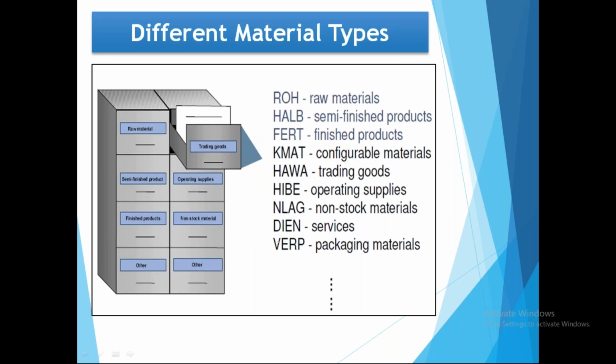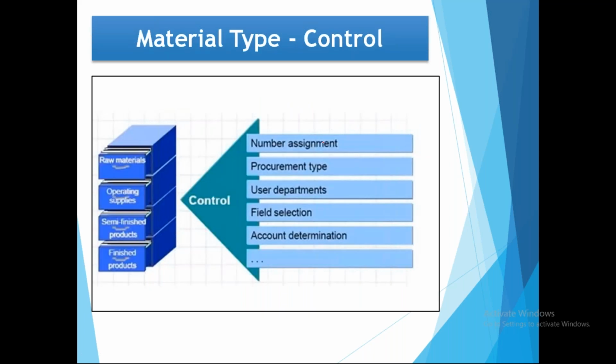Okay, now let's move on. What will the material type control? Material type will control number assignment, material code assignment. I will show you this in the system, whether it is external numbering or internal numbering. I'll explain it in a minute. It also controls the material procurement type: based on the material type, you can tell whether it is an internally produced product or an externally procured material, whether you are purchasing it or producing it. And which user departments have to maintain the data. That's what I told you.